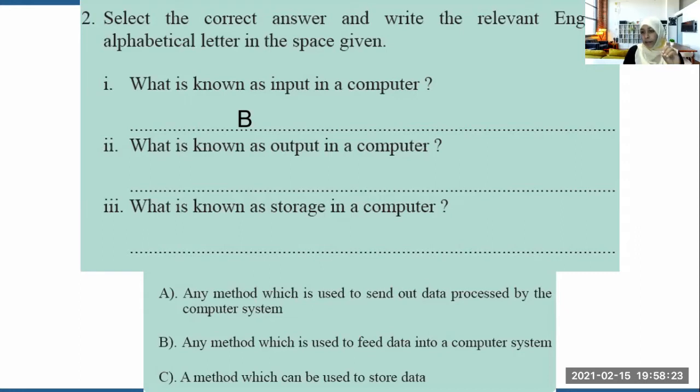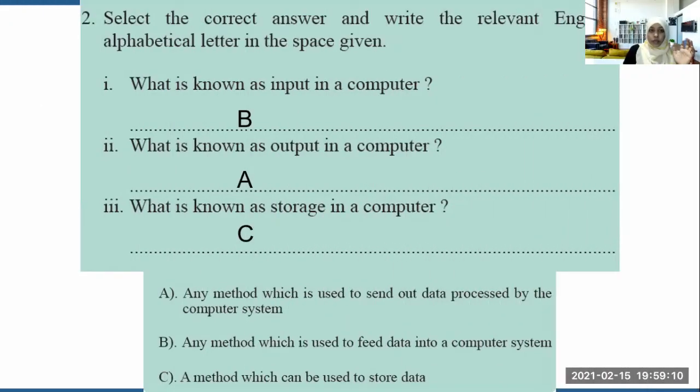We are feeding. What is known as output in a computer? It is A, any method which is used to send out data processed by the computer system. What is known as storage in a computer? A method which can be used to store data. So B, A, and C.